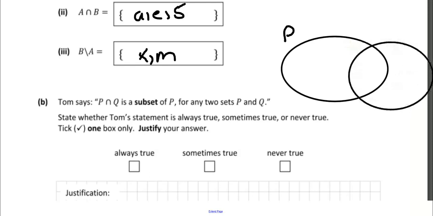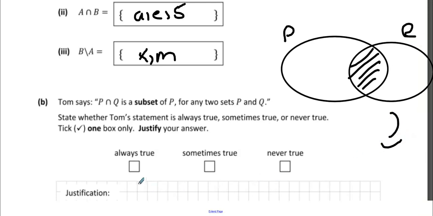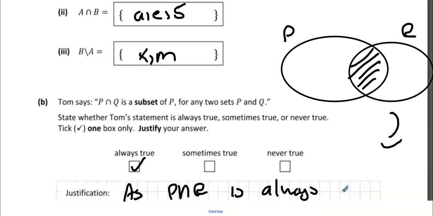Is it always true? It's always true because P intersection Q is always contained within P. It has to be always true because it wouldn't be P intersection Q if all of it wasn't in P. See what I'm saying? All of it fits inside of P, so it's definitely a subset. It's a tricky question, wasn't it?